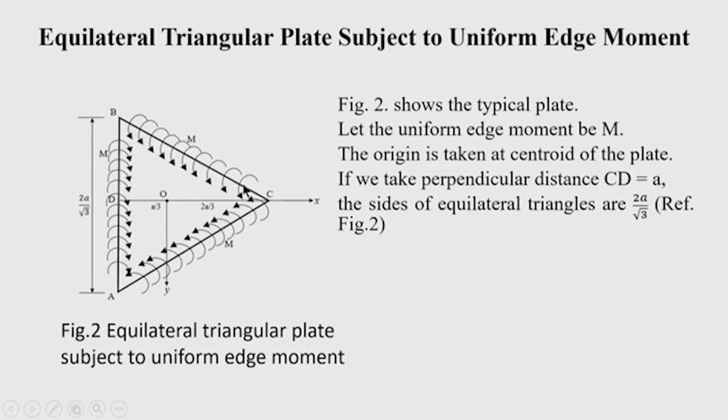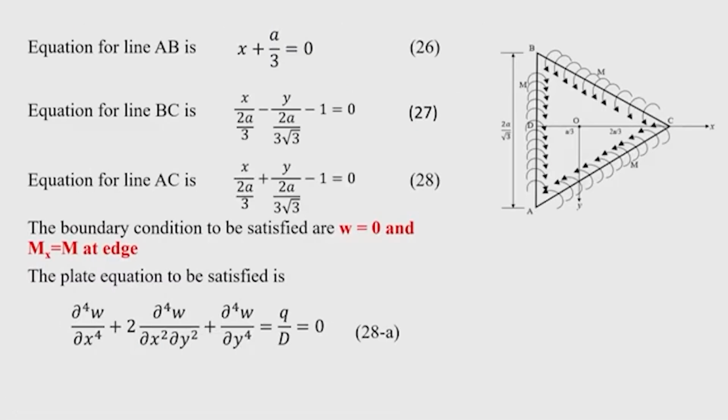All right. Now, let us see how we can formulate the problem. Okay. Now, you can see this side, say AB, what will be the equation of line AB? The equation of line AB is nothing but x plus a by 3. It is very easily written, the equation of the line x plus a by 3. The equation of the line BC is written in the intercept form, and we can write that x by (2a by 3) minus y by (2a by 3 by root 3).